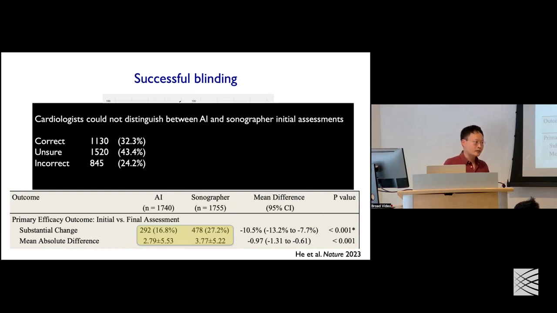And here we thought the blinding is particularly important because if the doctor actually knew that they were working with the output of the AI model, then they might have changed their behavior, which could be a confounder in this randomized clinical trial.